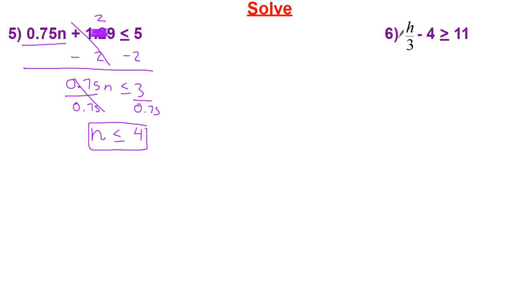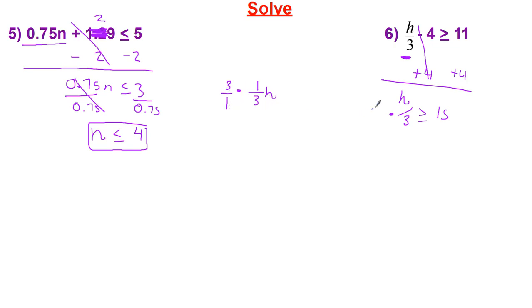Okay, now for these fractions, once again our variable is here, so we have to do that last. So I'm going to add 4 here and then add 4 here. So I have h over 3 is going to be greater than or equal to 15. Okay, now this is showing division. It is a fraction. So I need to do the opposite of division, which is to multiply. So I'm going to multiply this by its reciprocal. Keep in mind, this is just saying 1/3 of h. So I need to multiply by its reciprocal, which is 3 over 1.